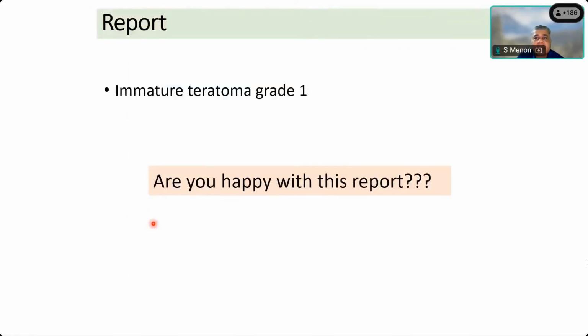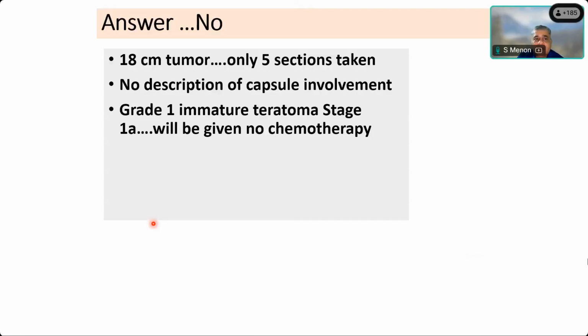Because you took fewer sections, somebody called it an immature teratoma grade 1. So you are not happy with this answer. For an 18 centimeter tumor, only 5 sections were not adequate. There is no description of capsular involvement, and a grade 1 immature teratoma will be given no chemotherapy. When you call something grade 2 or grade 3 immature teratoma, the chances of the patient being given chemotherapy are very high. Jaya madam, you can correct me, but if it is grade 2, there is always a question whether we should give chemotherapy or not. A grade 3 immature teratoma will definitely be given chemotherapy.